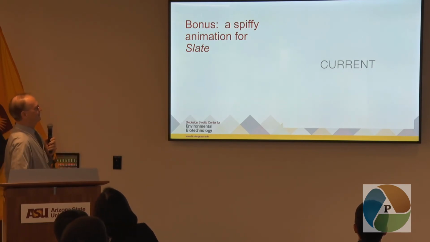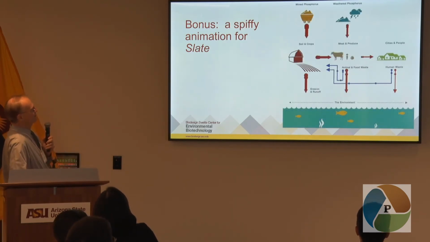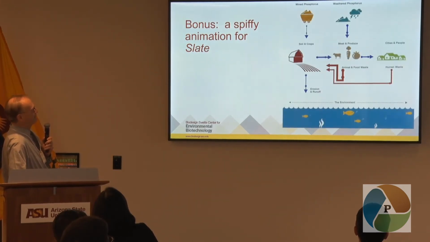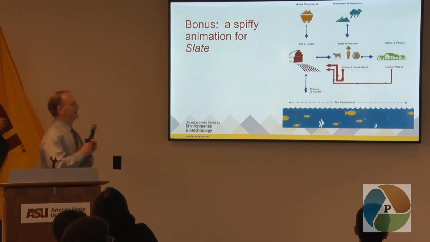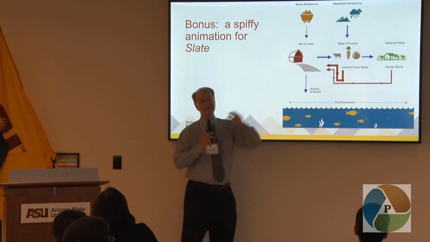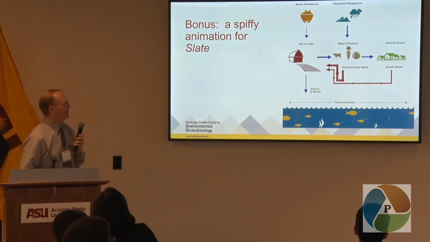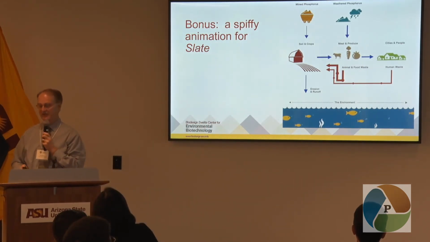Let's see. Here it goes. Okay, this is what it is now. We've got big fat arrows. And then we're going to go to the transition, and we're going to deal with the animal and organic waste. And now we get to the final product, and you can see just one little bitty arrow. So that's the animation for what we're doing. And that was published in the Slate article.